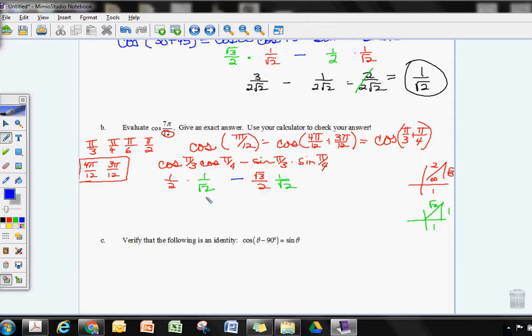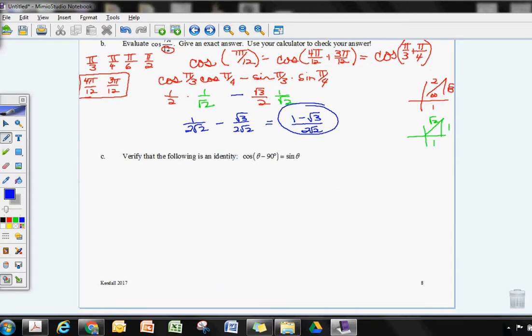Put it all together, and I get 1 over 2 roots of 2, subtract root 3 over 2 roots of 2. And you could leave it like that. I think I'm probably going to write it 1 minus root 3 over 2 roots of 2. I made it one big fraction. Okay, so that's one thing that we can do.